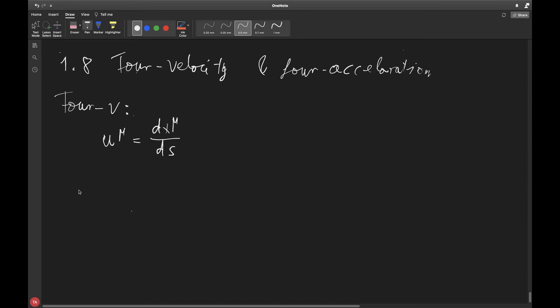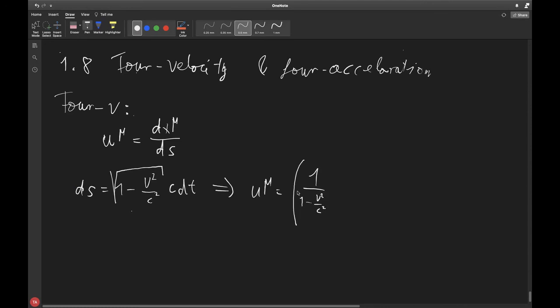We have been discussing that the ds can be calculated, or actually the dt. We had this calculation for the dt, where we established that it is the square root of 1 minus v squared over c squared times dt, and that was the dt prime. And so if we want to go back to what ds is, we will have to multiply this whole thing with a c. And so from this, the definition of u^mu is going to be a big vector with 1 over the square root of 1 minus v squared over c squared. That's the first component, right?